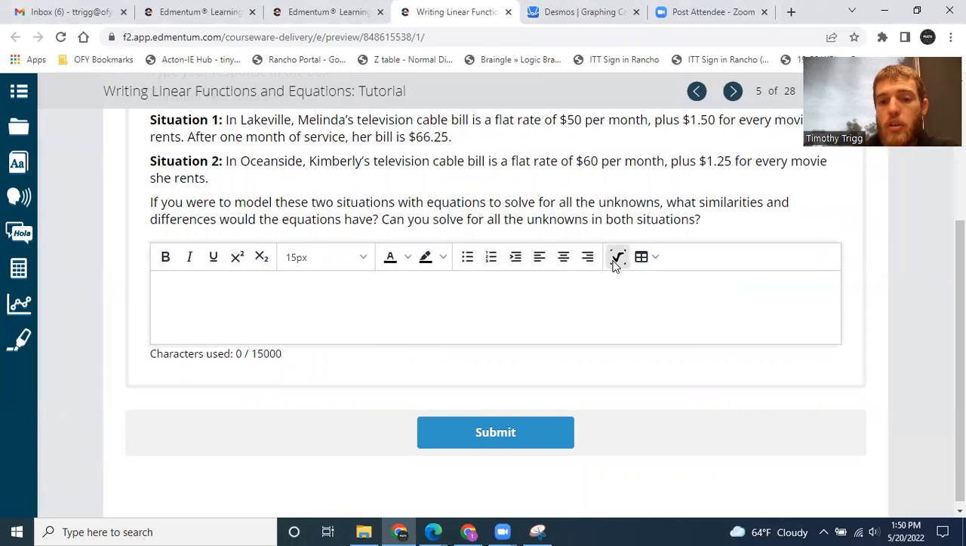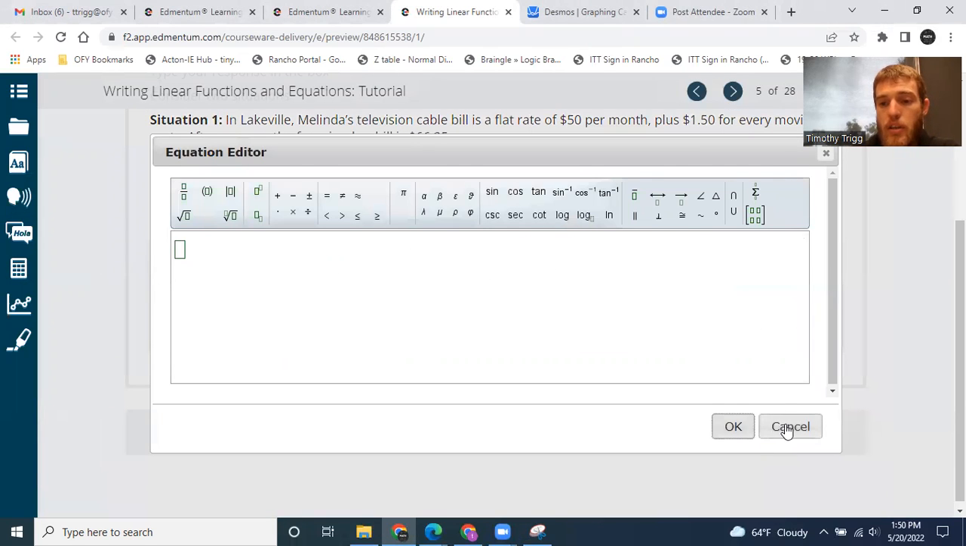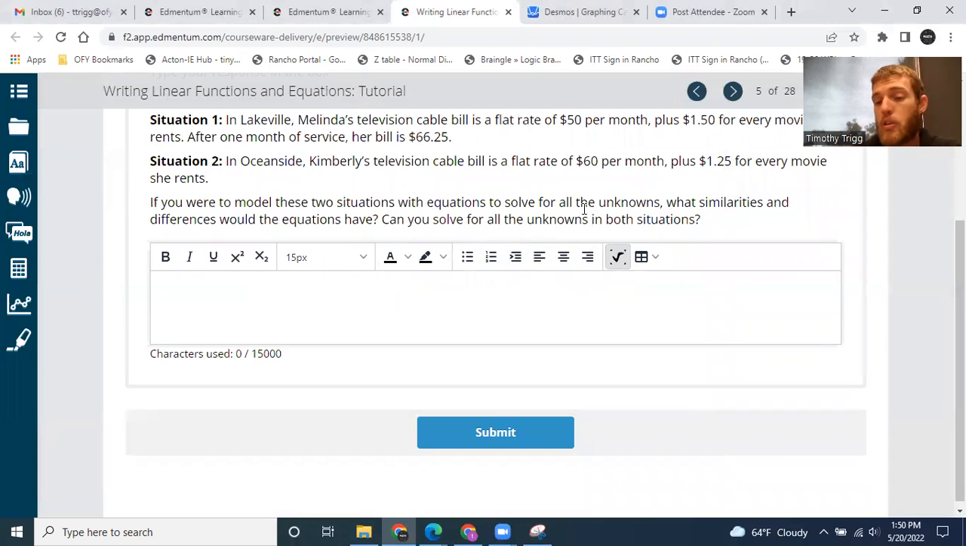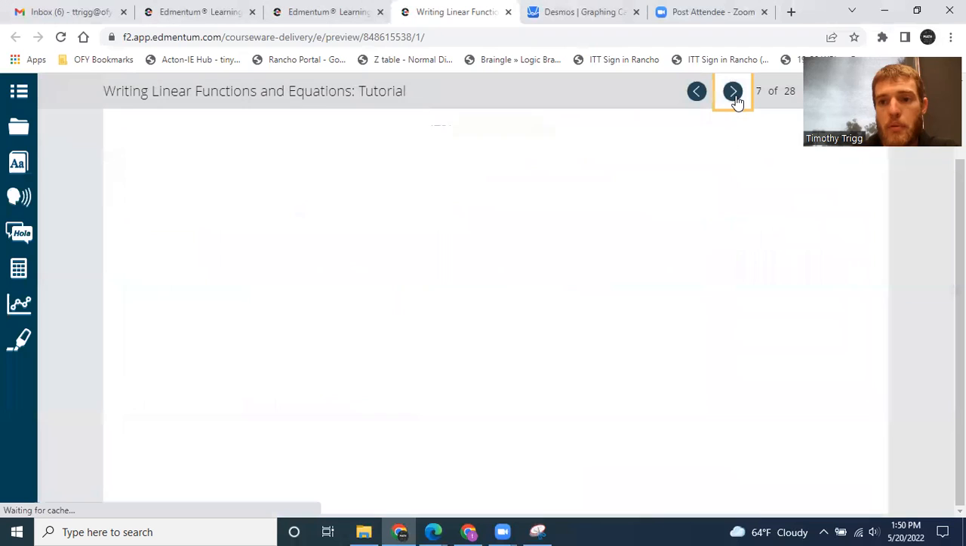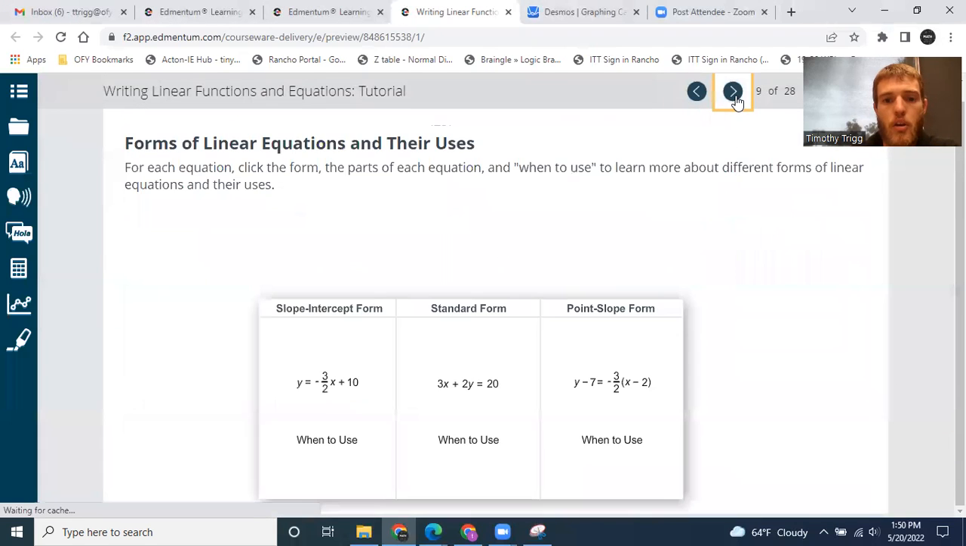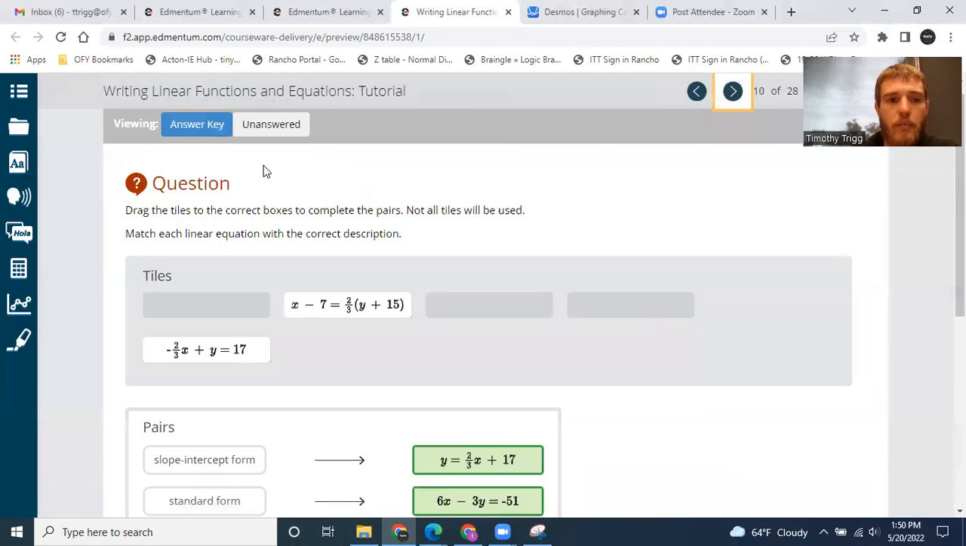If you want to, you could use the equation editor to write the equations as well. I briefly explained what you should put, so go ahead and basically put that down in your own words. Once you're done with that, let's go ahead and move along.